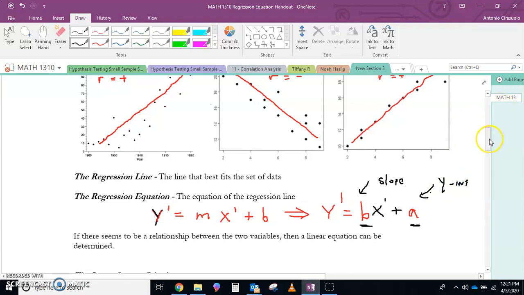Okay, now, if there seems to be a relationship between the two variables, then a linear equation can be determined. This could also be extended to values that are logarithmic, exponential, quadratic. So we're just dealing strictly with one straight line, okay? But there could be more complicated models. This being the COVID period because of the pandemic.